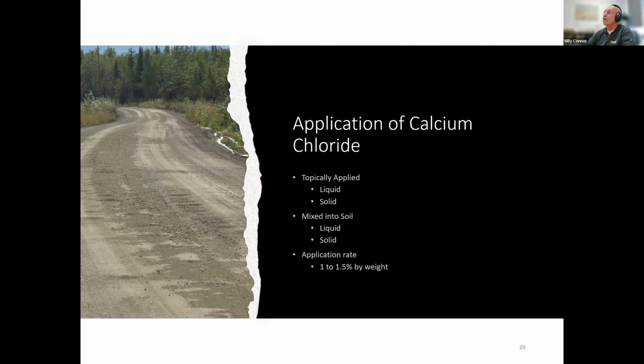The application of calcium chloride, we can apply it in a number of different ways. We can apply it topically, just basically on top of the roadway, either in a liquid form or a solid form, and we'll talk about that a little bit more. We can mix it into the soil, either liquid or solid. The ideal application rate is going to be between 1 and 1.5%. And at the end of these slides, I've actually given you some sample calculations. I'm not going to go through those today, but they are attached to the back end of these slides for your use. And if you have any questions, get a hold of us and we'll try to walk through those with you.